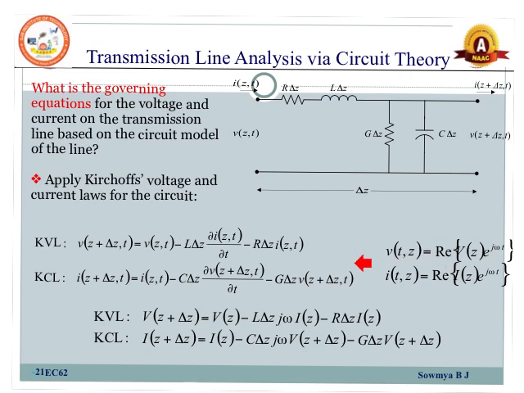And finally, these KVL and KCL equations again can be realized as V of z plus delta z is equal to V of z minus L into delta z times dou by dou t of I of z comma t, which can be written as j omega I of z, minus R into delta z into I of z. Similarly, KCL will be I of z plus delta z is equal to I of z minus C into delta z into j omega V of z plus delta z minus G delta z into V of z plus delta z.